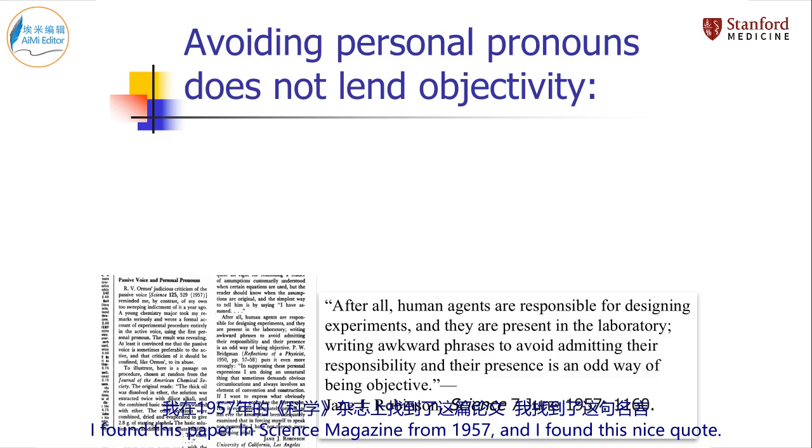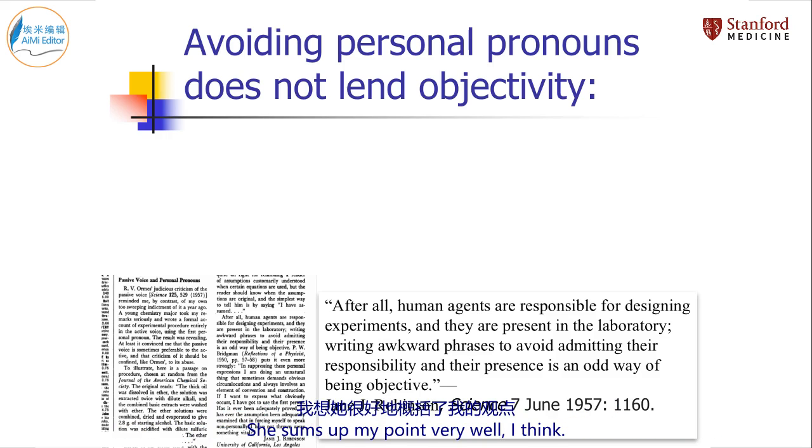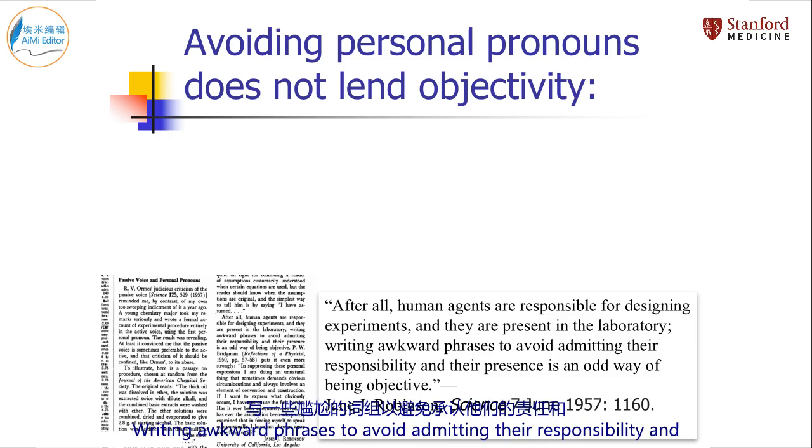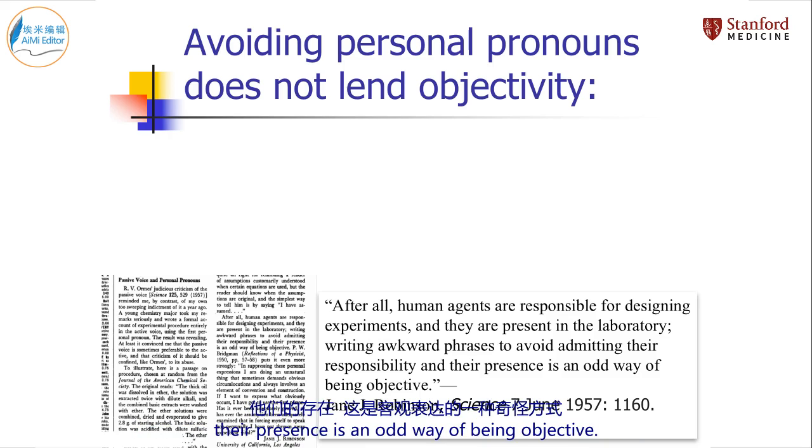And interestingly, people have been discussing the active versus passive voice for a long time in science. I found this paper in Science magazine from 1957, and I found this nice quote. She sums up my point very well, I think. She writes, "After all, human agents are responsible for designing experiments, and they are present in the laboratory. Writing awkward phrases to avoid admitting their responsibility and their presence is an odd way of being objective."